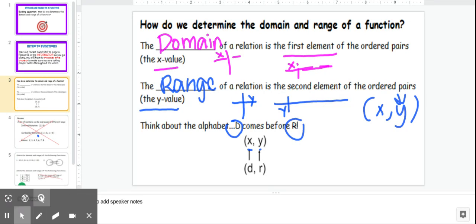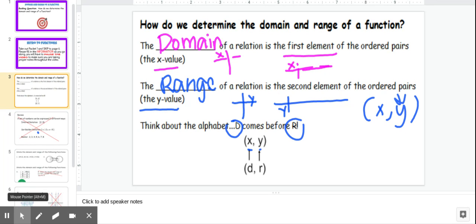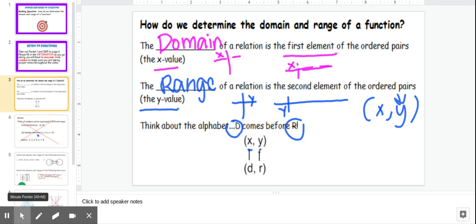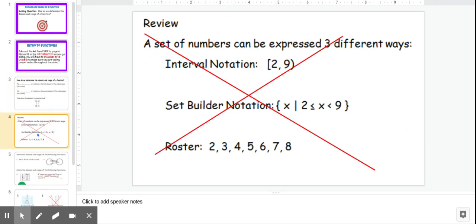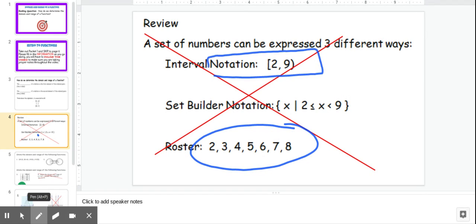Now, the next thing we're going to go to is the review section. Some of you may remember it. We did talk about certain things here, which we're going to skip around. We're really going to mostly focus on roster form. Interval notation is something we talked about when we were dealing with inequalities. This we're going to get to later on when we deal with graphing. But really right now, when we're looking at domain and range, I just want you to know how to list your numbers. So let's look at the bottom of the page.